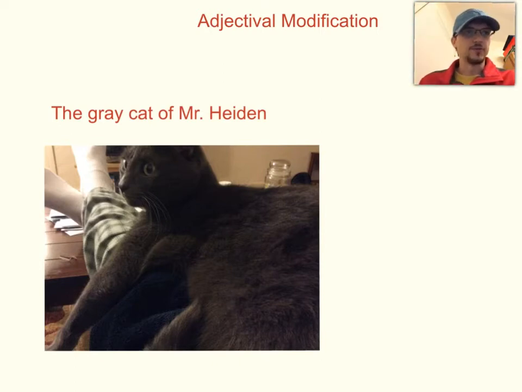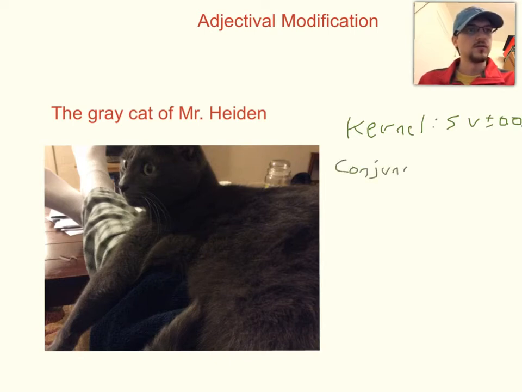And just to review a little bit, remember that the sentence is broken up into a few parts. We have the kernel, which is the main part of the sentence. This is your subject, your verb, and possibly your direct object at this point. We have conjunctions, which connect different things, and we have your modifiers.